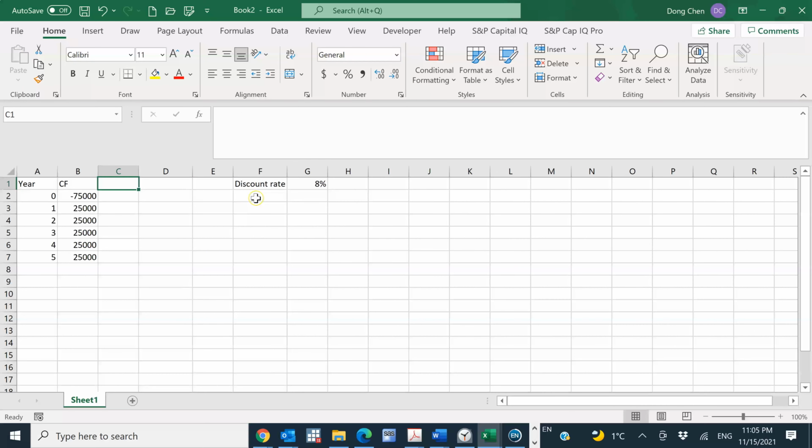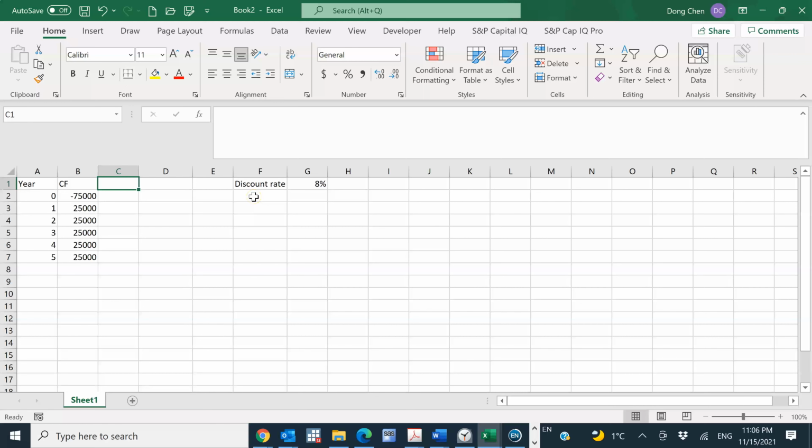The first is to calculate a payback period. We know that payback period is basically the number of years or number of periods it takes for the project to pay back. What does it mean by paying back? It simply means that the sum of the future cash flows is enough to cover the initial cash outlay.